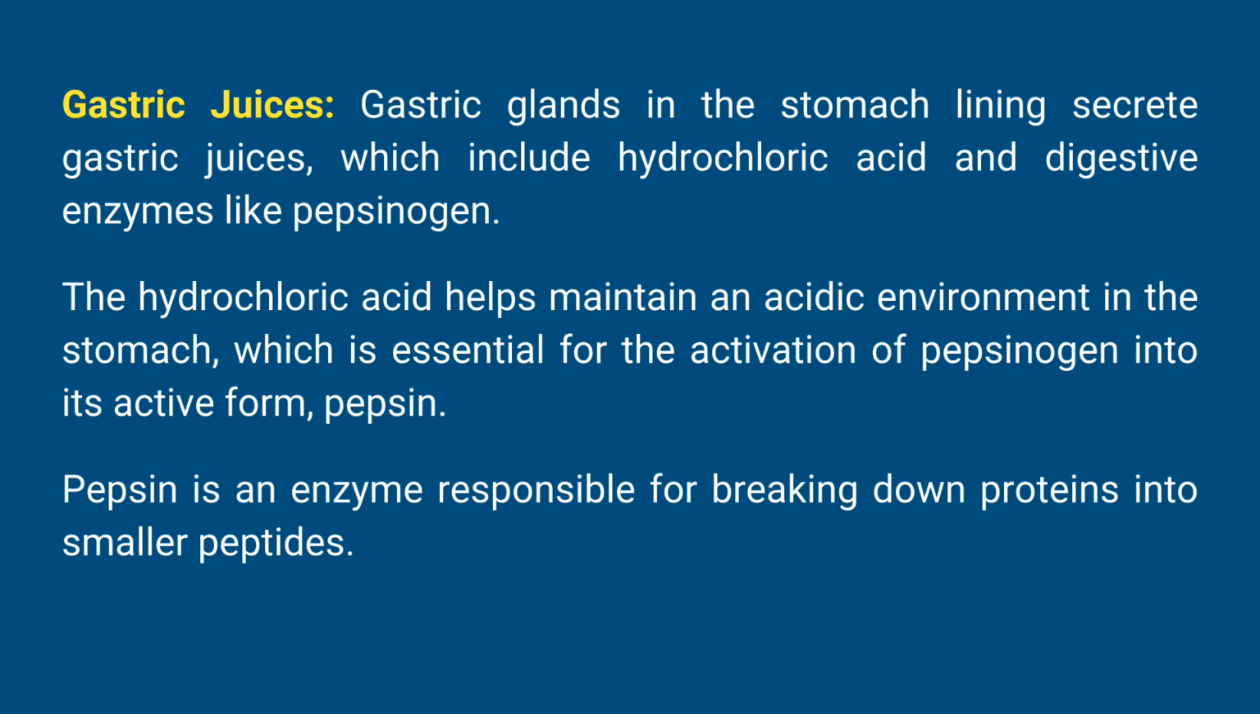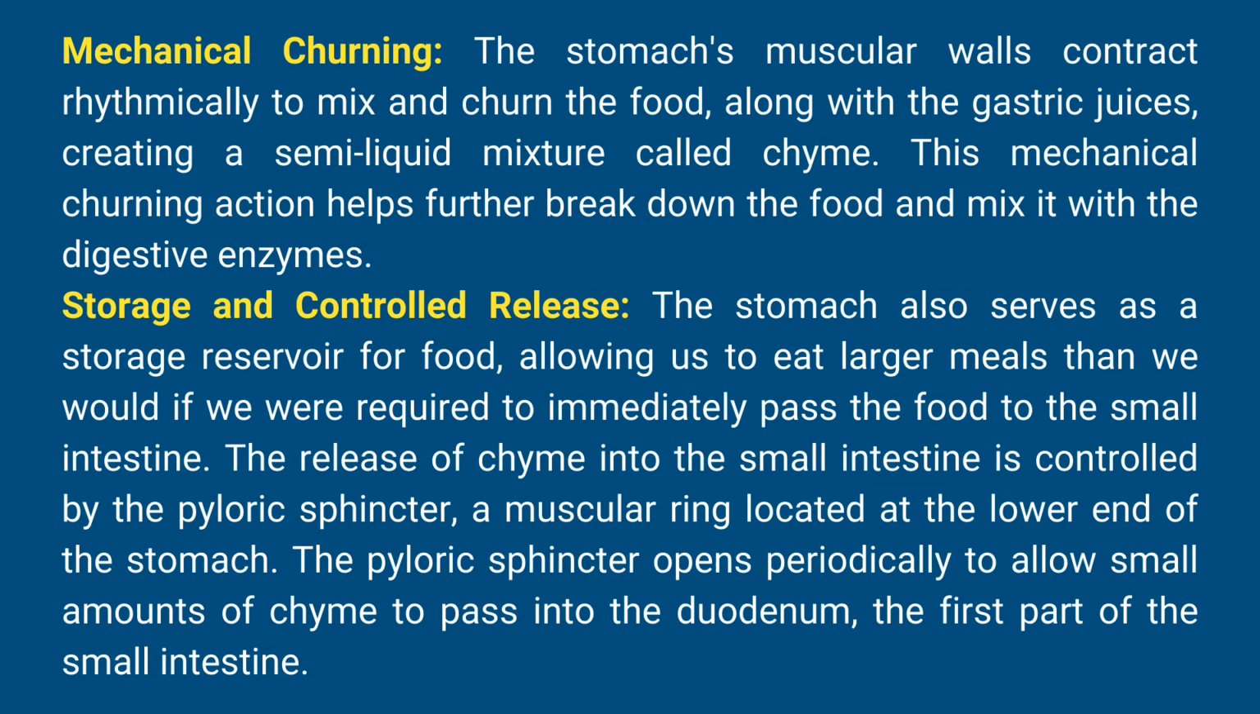Gastric juices. Gastric glands in the stomach lining secrete gastric juices, which include hydrochloric acid and digestive enzymes like pepsinogen. The hydrochloric acid helps maintain an acidic environment in the stomach, which is essential for the activation of pepsinogen into its active form, pepsin. Pepsin is an enzyme responsible for breaking down proteins into smaller peptides.